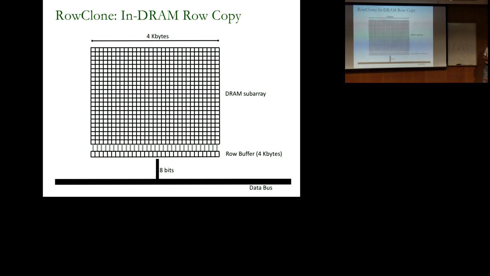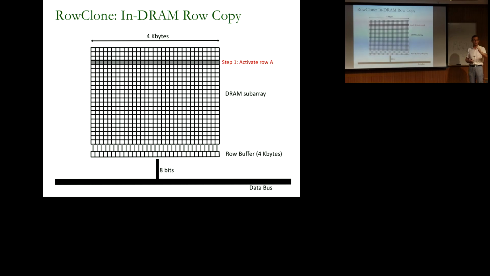This is called RowClone. If the source and destination pages are in the same DRAM subarray, you can use the row buffer as a temporary buffer to copy the source into, and to copy out of into the destination. So I've already given you the idea.